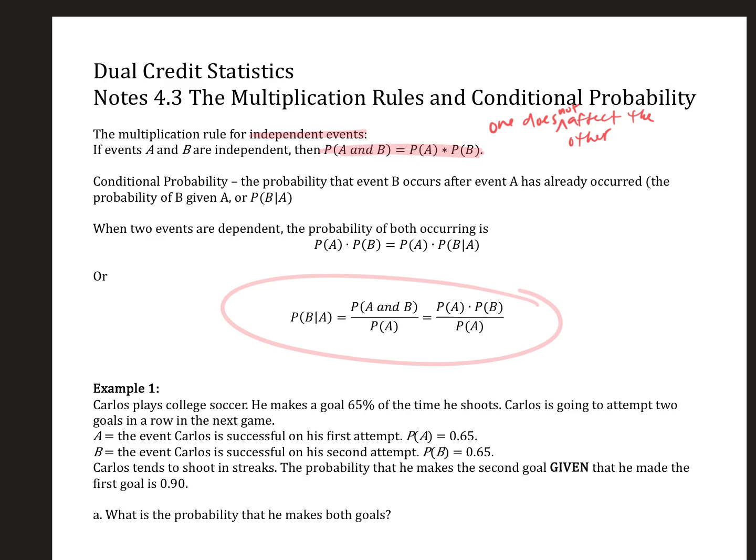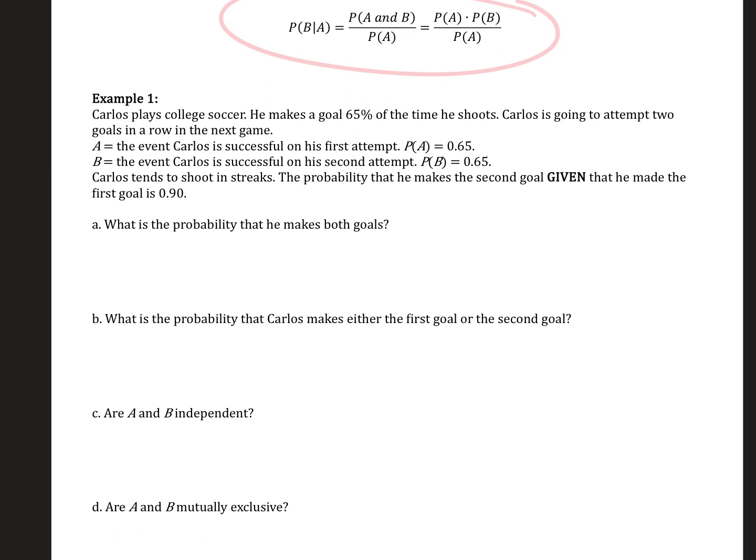So Carlos plays college soccer. He makes a goal 65% of the time he shoots. Carlos is going to attempt 2 goals in a row in the next game. A is the event Carlos is successful on his first attempt. B is that he is successful on his second attempt.